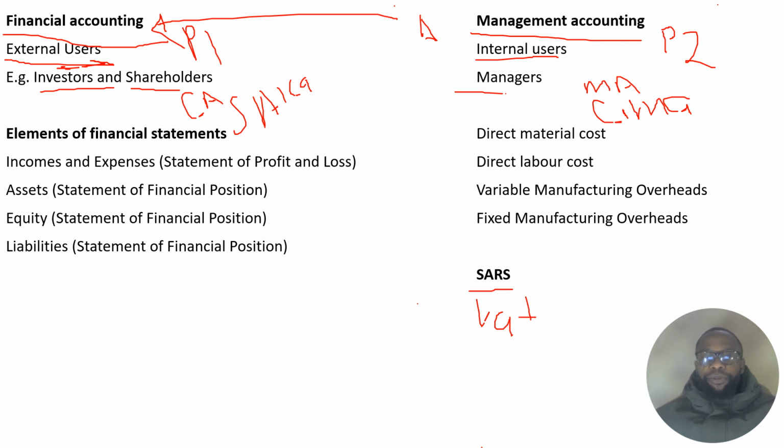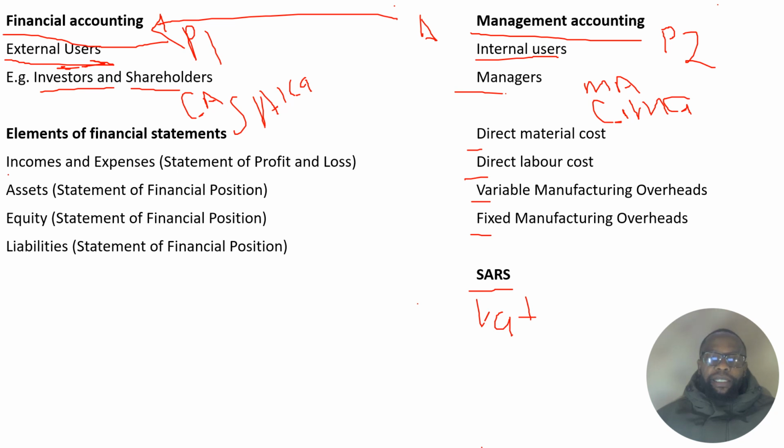Here you will be asked to calculate your direct material, your direct labor, your variable manufacturing overheads, your fixed manufacturing overheads, depending on the question. Here you will be asked to do your income statement, your balance sheet, and your cash flow, depending. Some questions will ask you to do the equity part only, the equity and liability side only, the asset part only, or the whole balance sheet.